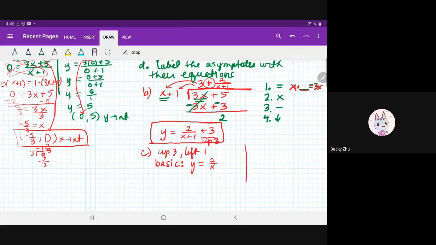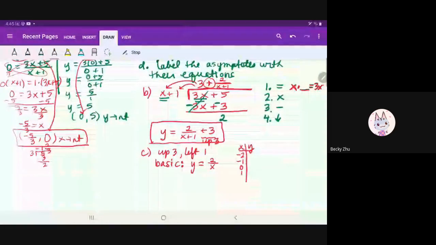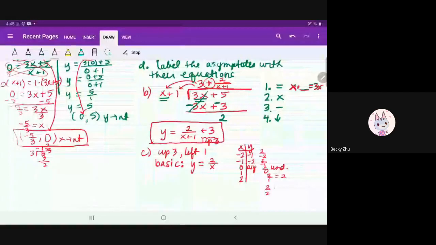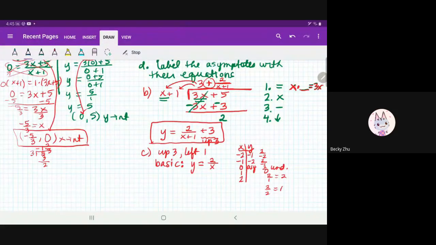So let's make a table. If it was negative, it just ends up in different quadrants like yesterday. So this is 2 over negative 2, which is negative 1. 2 over negative 1, which is negative 2. 2 over 0, which is undefined, which makes an asymptote. 2 over 1 is 2. 2 over 2 is 1. And then for those of you who don't remember where I got those, I'm basically substituting these numbers into the basic equation.